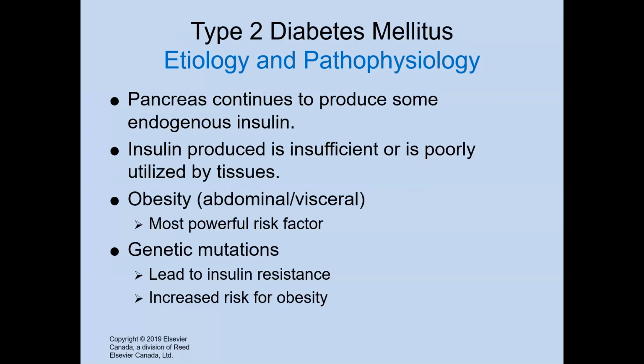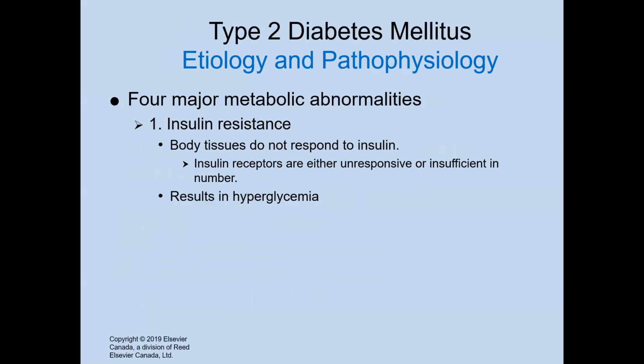One of the conditions that's really significantly associated with this is obesity, and in particular, the development of abdominal obesity. So often one of the measures we do when we're looking at insulin resistance is abdominal girth and looking at the risk factors associated with that. We also understand that there's a genetic component to this: genetic mutations that can lead to increased risk for obesity and increased risk for insulin resistance.